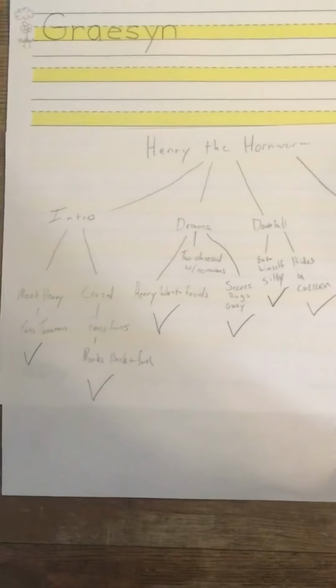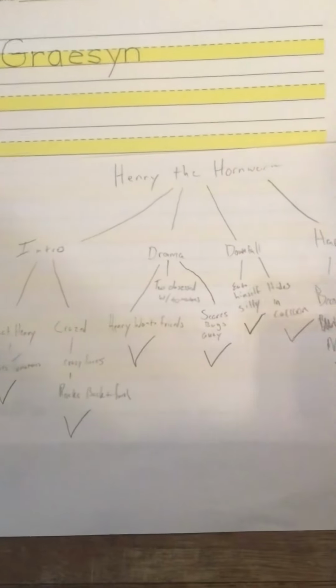This is the new book I'm working on. It's called Henry the Hornworm. You want to map out your idea so that you have an idea of what the story is going to be. So the intro, you meet Henry, he eats tomatoes, he's crazed about tomatoes. When he thinks about them, he makes crazy faces and rocks back and forth and drools.